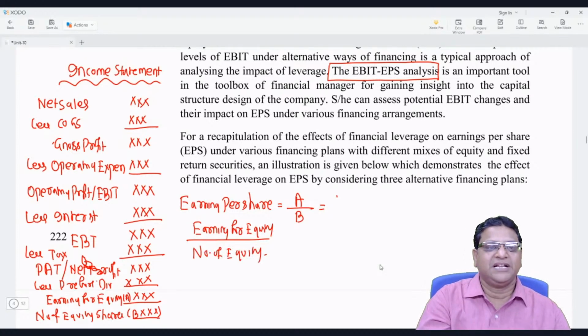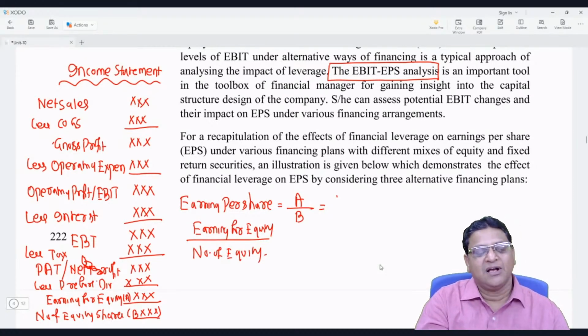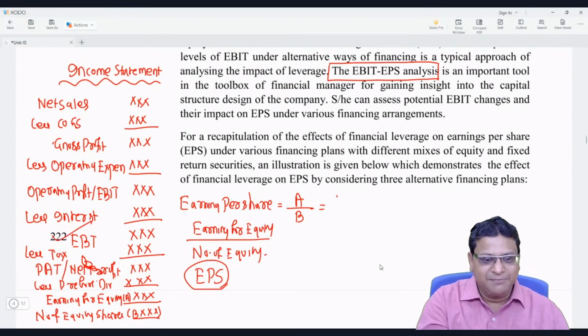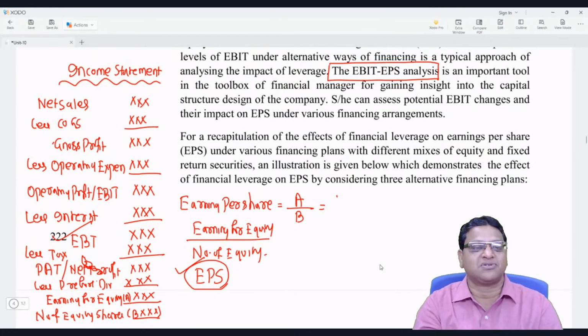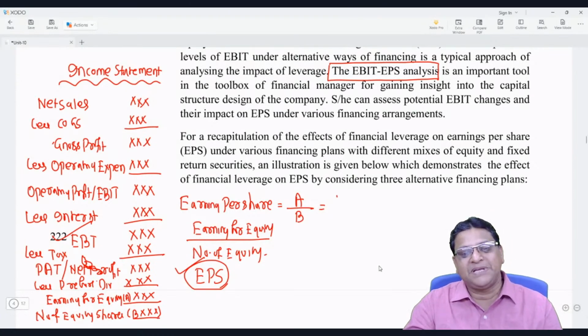Whatever you get, that is known as EPS, earning per share. So in case of EBIT EPS analysis, we will compare EBIT with EPS. We will find out EBIT in different capital structures and EPS in different capital structures, and the capital structure where EPS is maximum, we will select that capital structure. This type of analysis is known as EBIT EPS analysis.